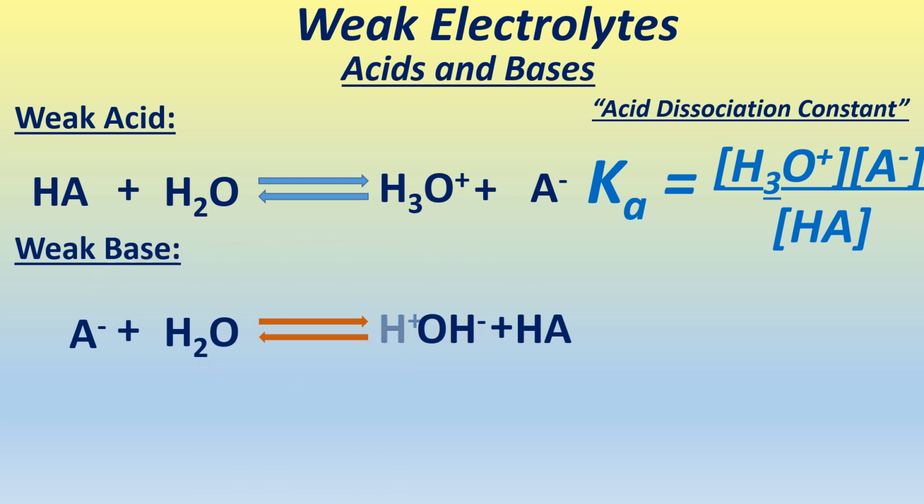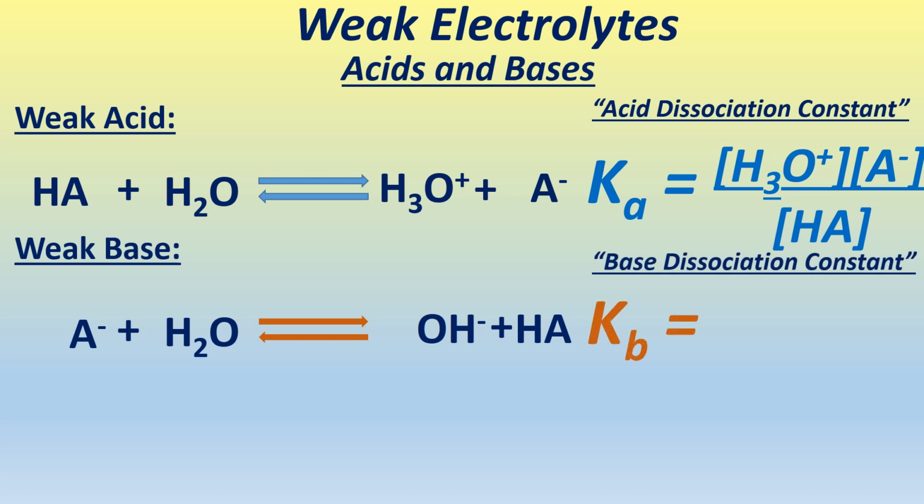This equilibrium is defined by something called the base dissociation constant, with a lowercase b to let you know you're looking at a base. Again, the solvent water is not included, so Kb is the concentration of HA times the concentration of OH- over the concentration of A-. There are several important things to note in these simple equilibria.